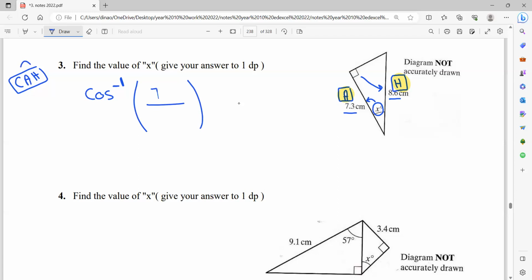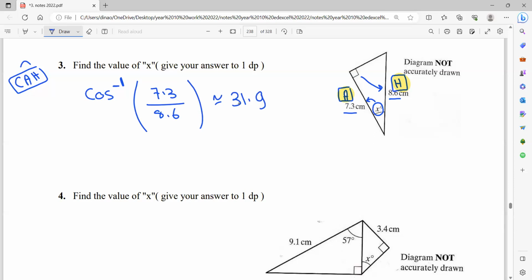The A goes on top as the numerator, and then the H is your denominator. On the calculator, shift cosine, 7.3 over 8.6, and then you close it. After rounding to one decimal place, you will get an answer of 31.9.